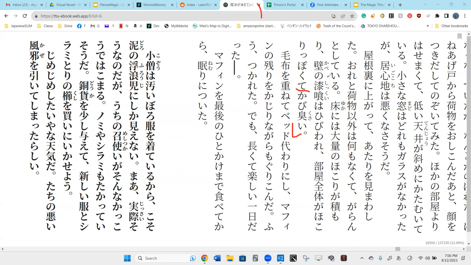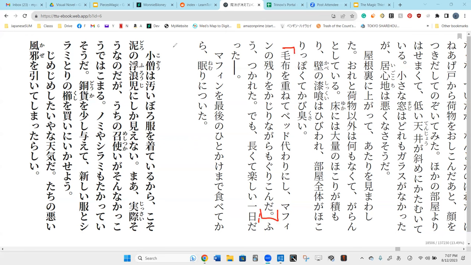The plaster of the wall, shikkui, is hibiware. It's cracked. The entire room is hokori poikute. So that's poi, right? Kute is how i-adjectives turn into te form. The entire room is hokori poi, in other words, it's full of dust. And kabikusai, it smells bad, but kabi is mold, so it's a moldy smell. Perfect.